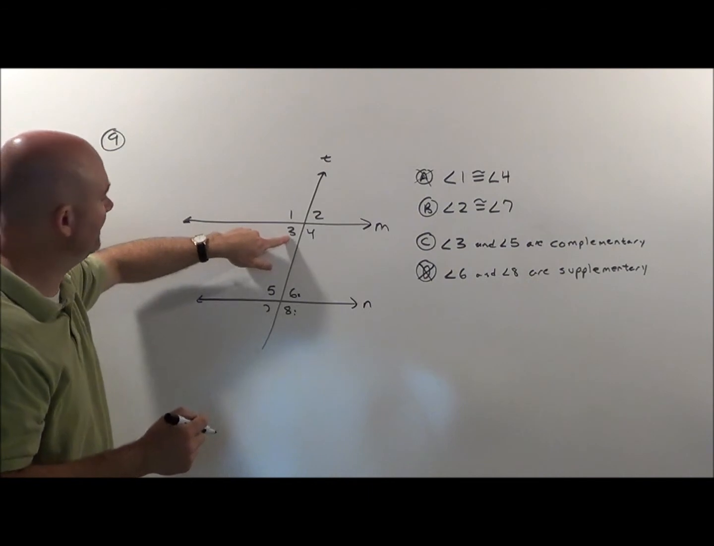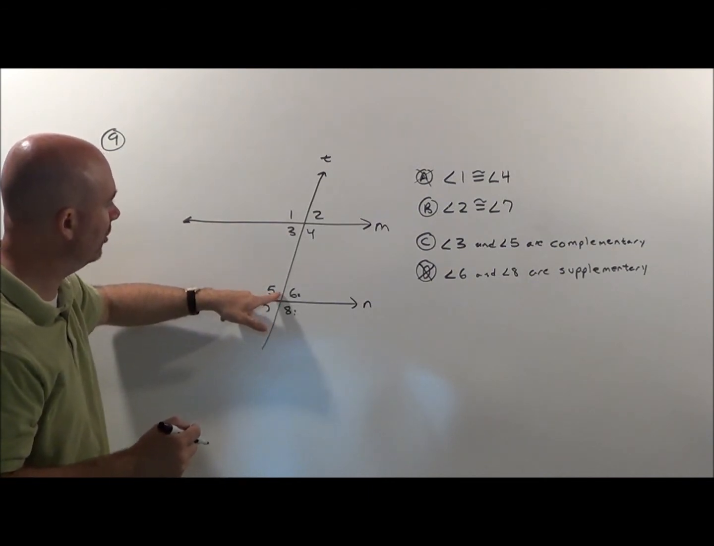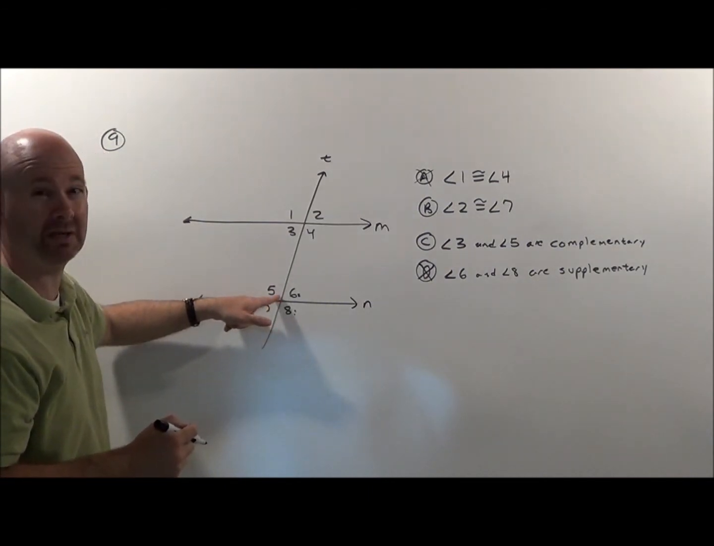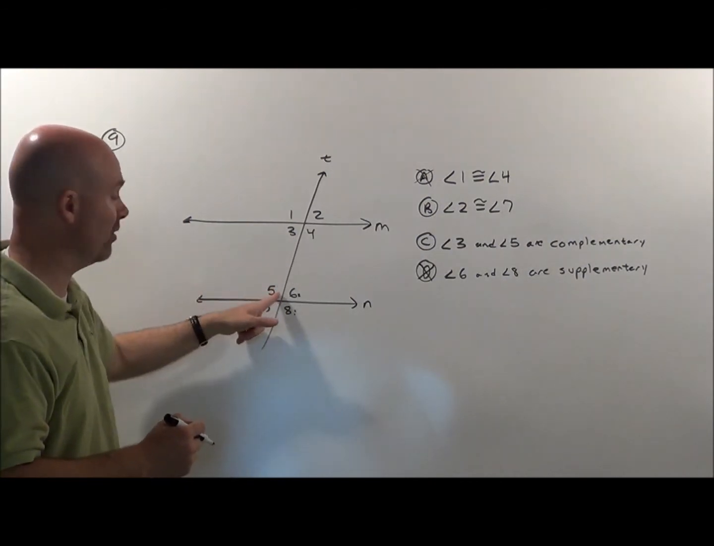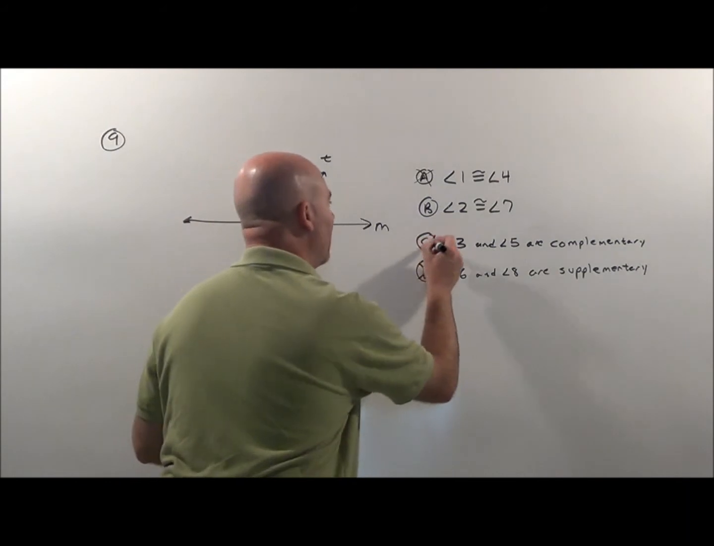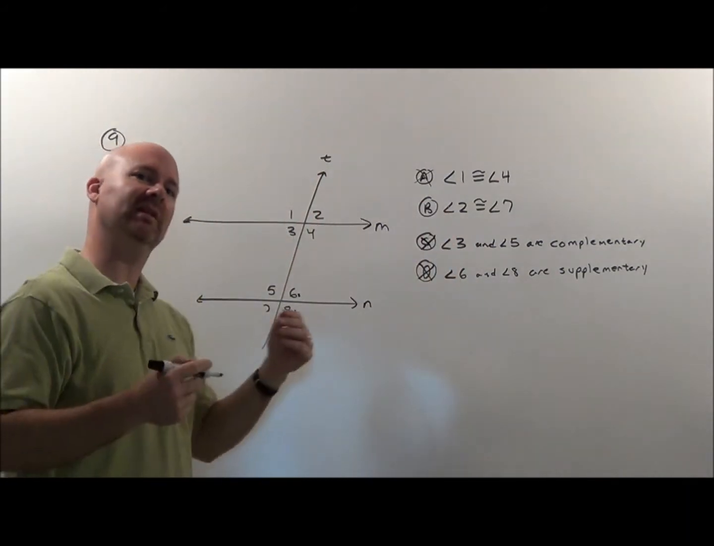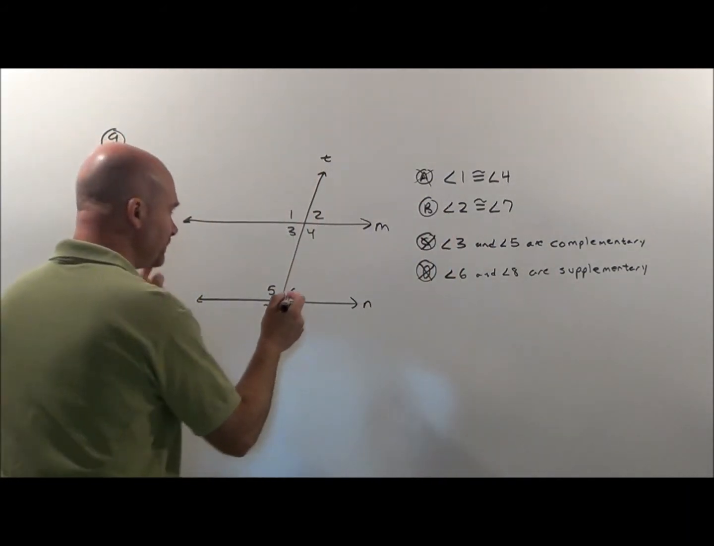You can quickly see that 3 is an obtuse angle and 5 is acute. Being obtuse right away tells you there's no way they're going to add up to 90 if one is over 90 already. So right off, we can eliminate it to get to B, but let's check why B is our answer.